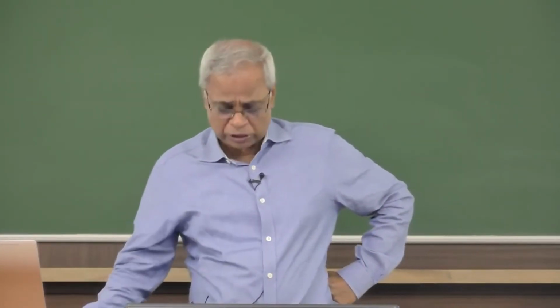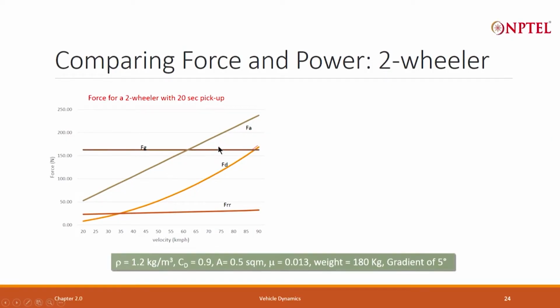There are two other forces which are very significant. One is the force due to the slope. Now, this is again constant, it does not matter what the velocity is, the force is constant. And even for small slope, it can be substantially high. I have actually taken gradient at 5 degrees. Even at 5 degrees, this can be substantially large, and in fact dominates.